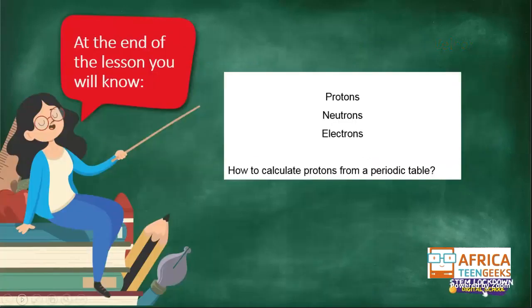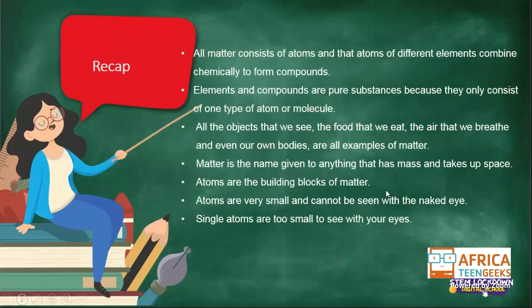Today, we're going to learn more about protons, neutrons, and electrons and how they function in an atom. And I'm also going to teach you how to calculate the protons using a periodic table. For example, if they give you a table in your exam and they ask you how many protons does this element have, then I'm going to show you how to answer that question.